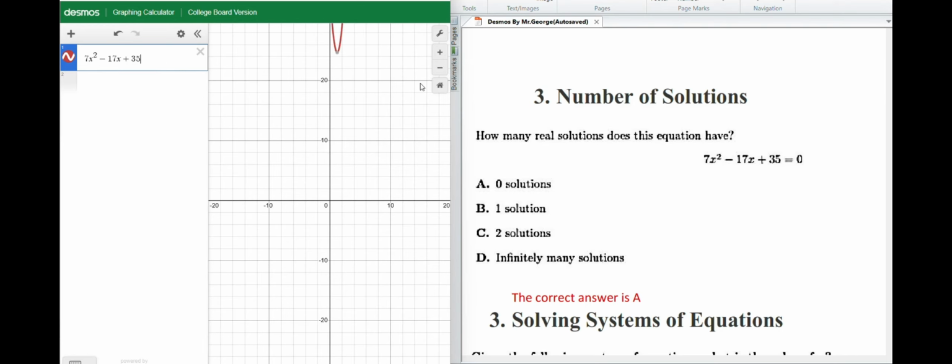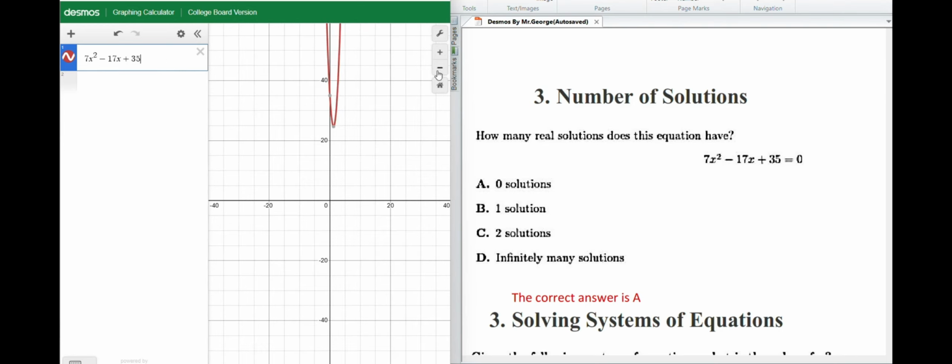Then you can zoom out. Here you go. So it's not intersecting with the x-axis. So this will be a zero solution.